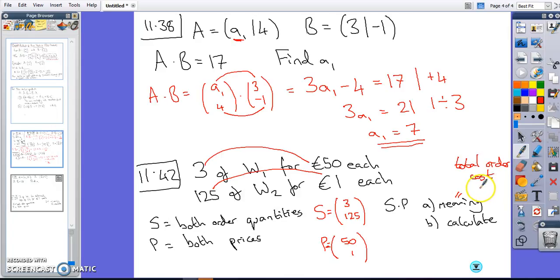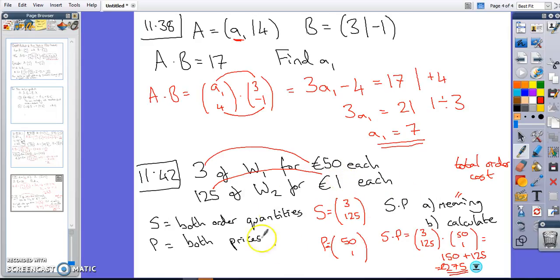And this is somewhere where vectors can be quite handy. So what did the guy spend? S dot P is 3, 125 times 50 and 1. We get 150 plus 125, which is 275. And we know that because this is going to be the total order cost, that this will be measured in euros. And we need to have this understanding to know what this scalar would be measured in. We need to have our context.